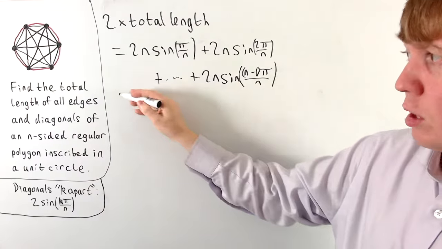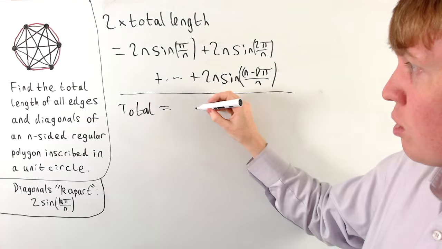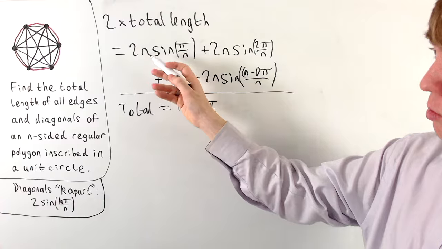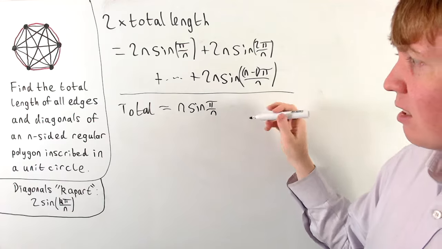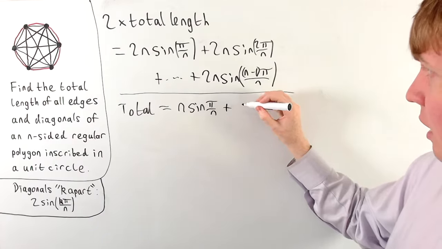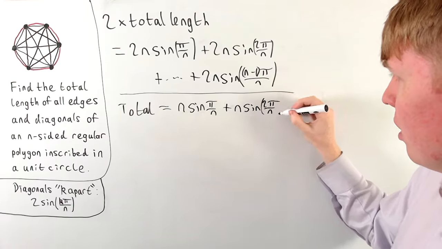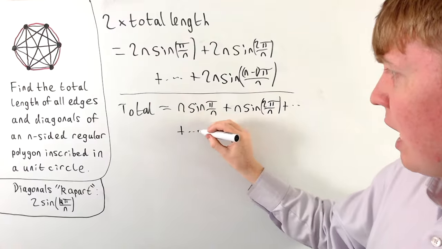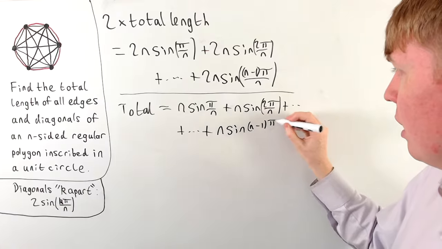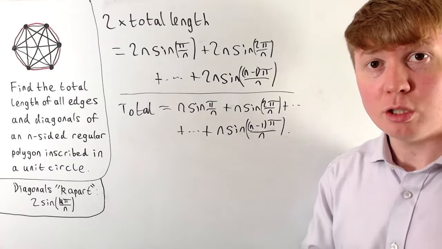So 2 times our total length is given by this expression, so then this tells us that our total length, we can just divide by 2, is going to be n times sine pi over n. So we've now halved this contribution, and we'll halve this contribution at the very end, so that we get our total length for all of the edges. Then all of our diagonals 2 apart get counted now. We divide by 2, so n times sine 2 pi over n, like this. Then we just keep going, and we keep going until we add n lots of sine n minus 1 pi over n.